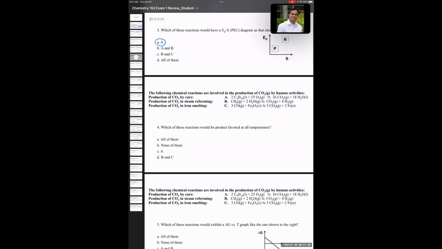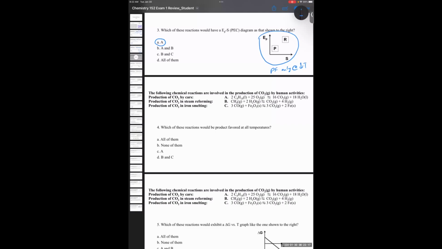All right, moving on. Which of these reactions would be product favored at all temperatures? Oh, none of them. Why did we say that? For reaction A, we decided that our PEG diagram is this, right? If this is the case, products are favored only by the potential energy, and as a result, this is product favored only at low temperatures.